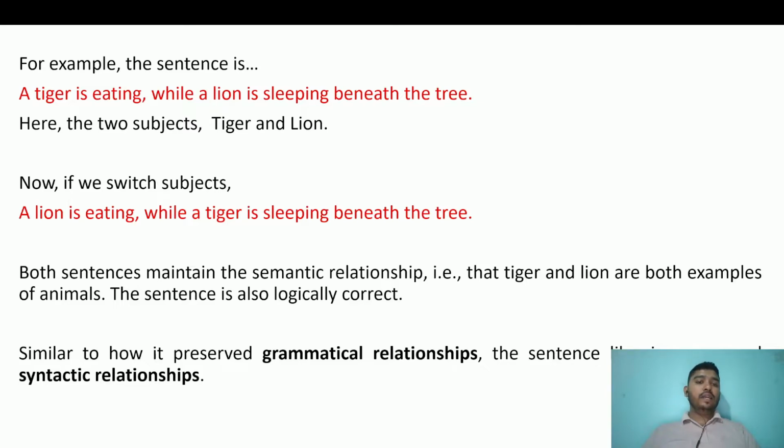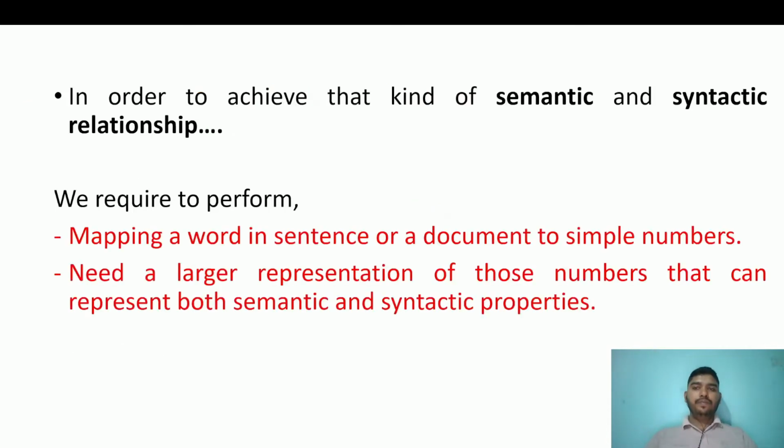Here tiger and lion are both examples of animals, obviously, and the sentence is also logically correct. Similar to how it preserved grammatical relationships, the sentence likewise preserved syntactic relationships. So ultimately word embedding is very useful for preserving these relationships.